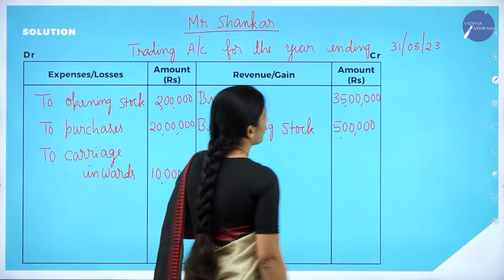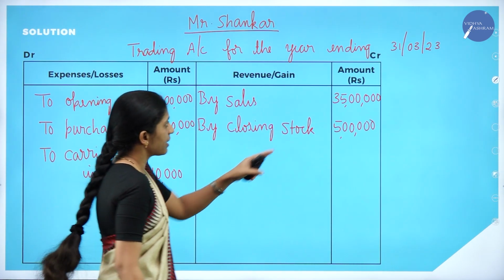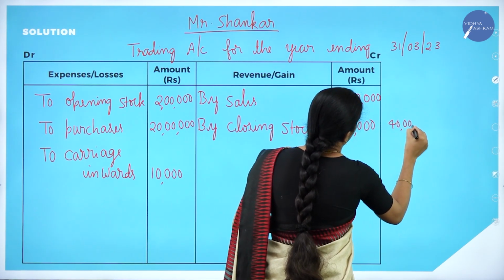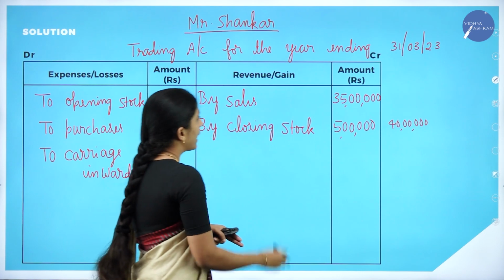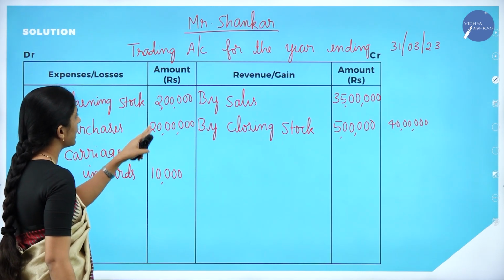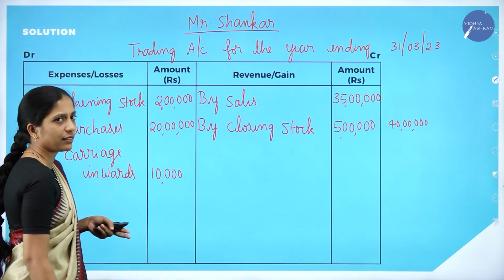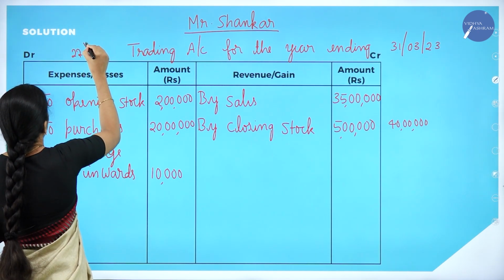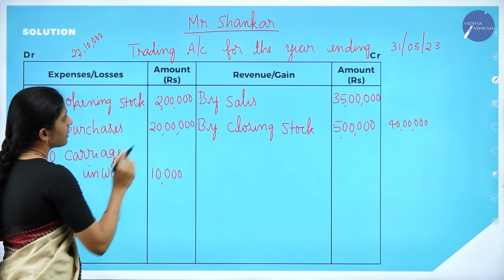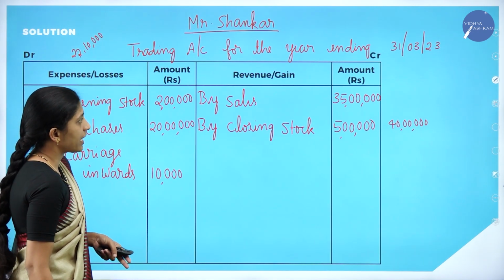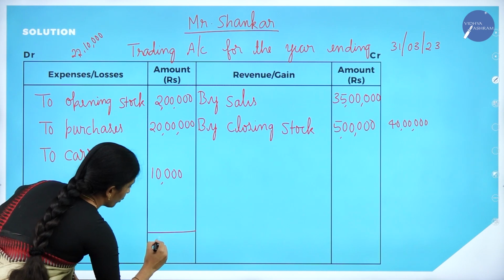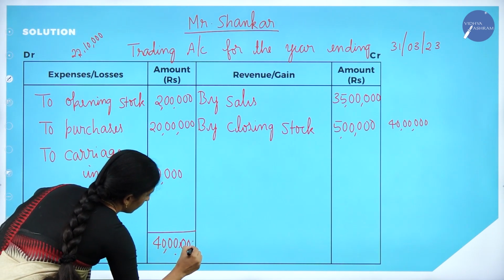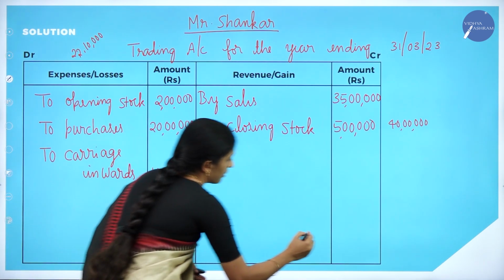Now we shall balance both the sides. In the credit side it is 35 lakh plus 5 lakh, so we have 40 lakh in the credit side. Whereas in the debit side we have 20 lakh plus 2 lakh, 22 lakh, 10,000. So which one is greater? 40 lakh is greater. So we'll write 40 lakh both the sides.